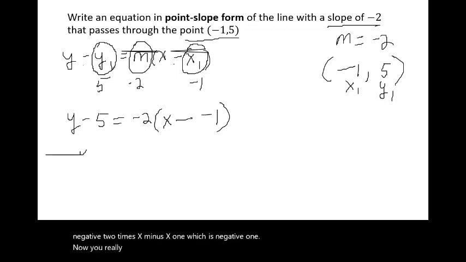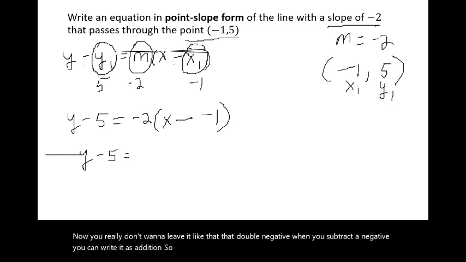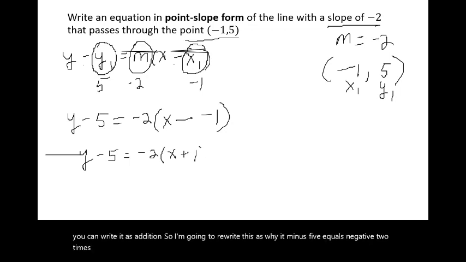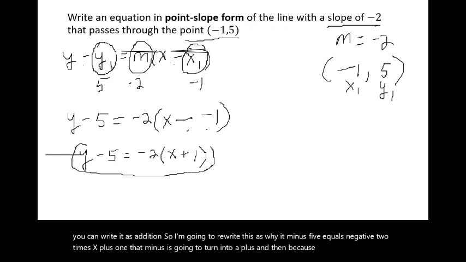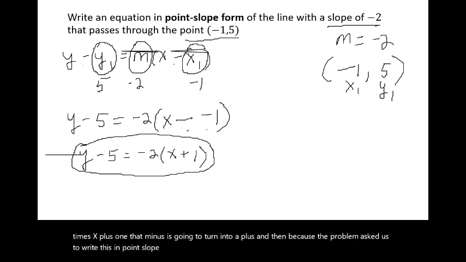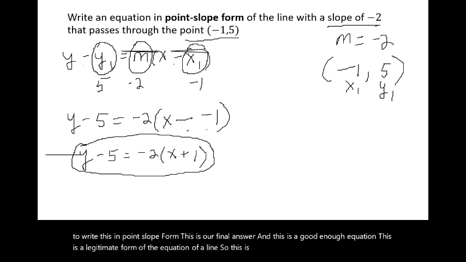That double negative, when you subtract a negative, you can write it as addition. So I'm going to rewrite this as y minus 5 equals -2 times x plus 1. That minus minus is going to turn into a plus. And then, because the problem asked us to write this in point-slope form, this is our final answer, and this is a good enough equation. This is a legitimate form of the equation of a line, so this is our equation of a line in point-slope form.